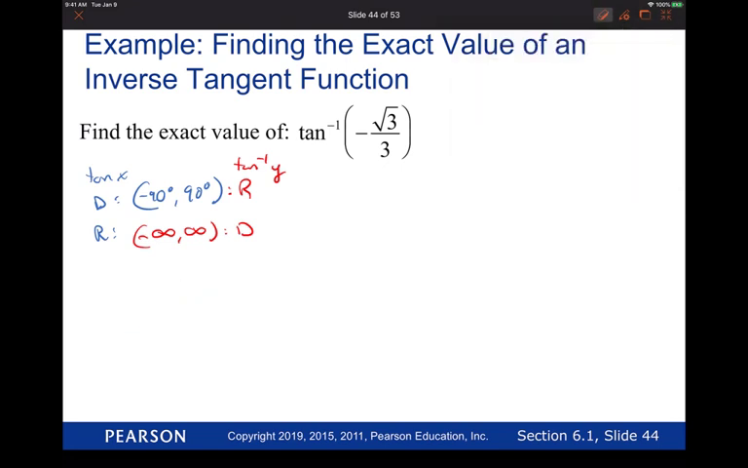Okay, let's do this again. So inverse tan of negative square root of 3 over 3. They said that's equal to what? X. Again, this means tan of some angle equals negative square root of 3 over 3. Okay. I'm going to let that be for right now. I could go into that, but I'm not going to.